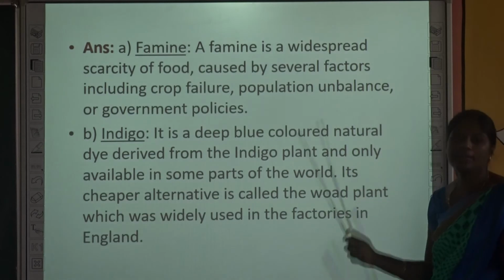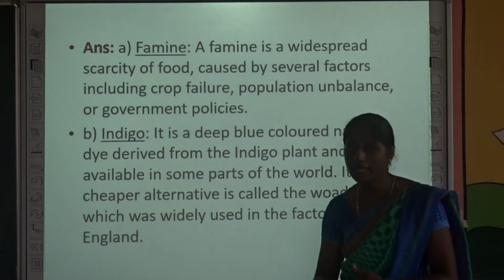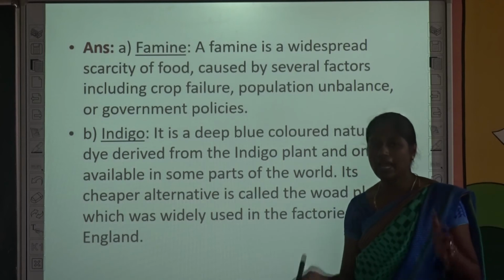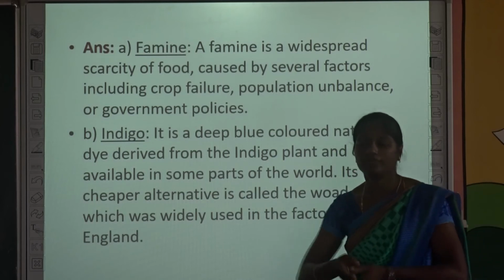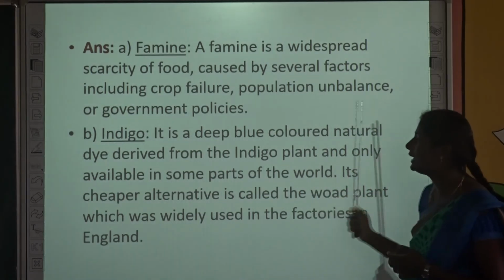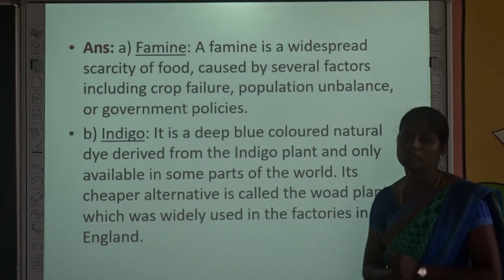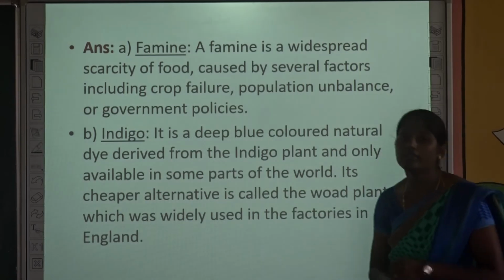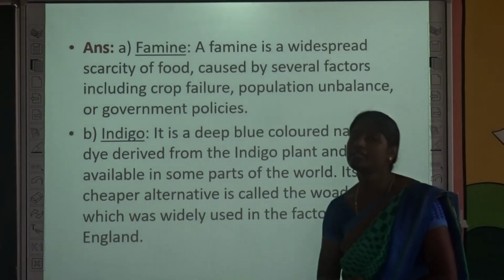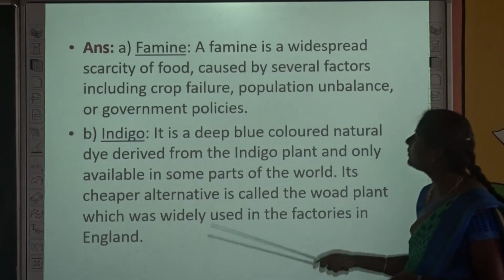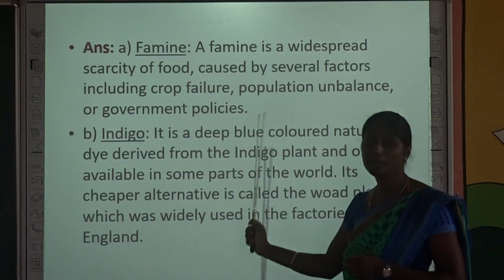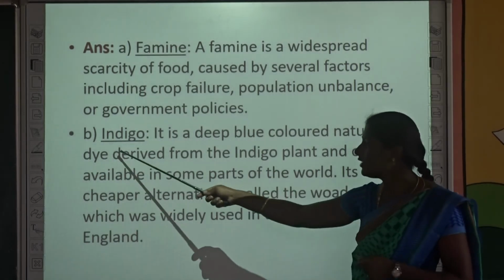If the population is unbalanced, if the population is high and there is only a little land to cultivate, famine will occur. Or if the land is more and the population is low, there will be a famine. So this was the population imbalance or government policy. Because of a ruler who gives a different rule, famine will occur. So what is famine? It is the scarcity of food which occurs because of crop failure, population imbalance and government policies.